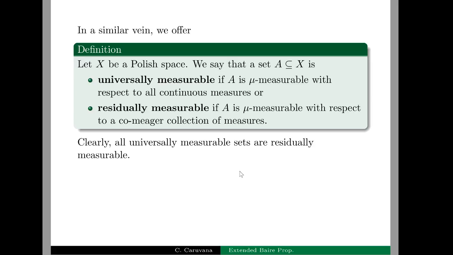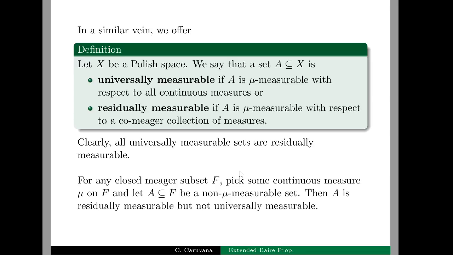All universally measurable sets are residually measurable with no assumption on isolated points. But also, there are residually measurable sets which are not universally measurable, maybe not so interesting. I just take some meager set, find some perfect meager set, get a continuous measure supported on just that meager set, and find a non-measurable subset of that set, and that set won't be universally measurable. But by the fact that it's meager, it's residually measurable, right? So it's measurable already by virtue of being measure zero with respect to a co-meager collection of measures. So again, a little bit different.